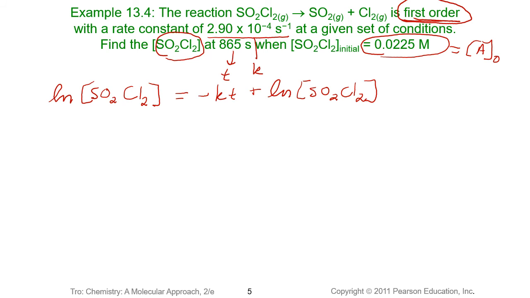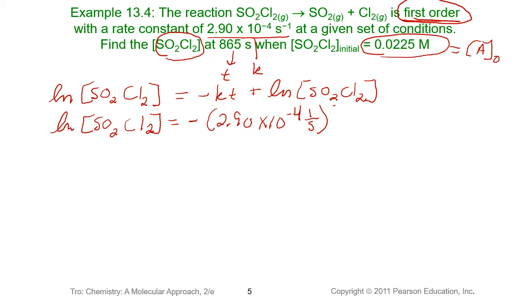Now we can plug in our numbers and solve the equation. We're trying to find the concentration. We're given that k is 2.90 times 10 to the negative fourth. Our units are 1 over seconds, or seconds to the minus 1. The time is 865 seconds. We do want to make sure that our units match when we're entering it into this equation, plus the natural log of our initial concentration, the concentration we started with.